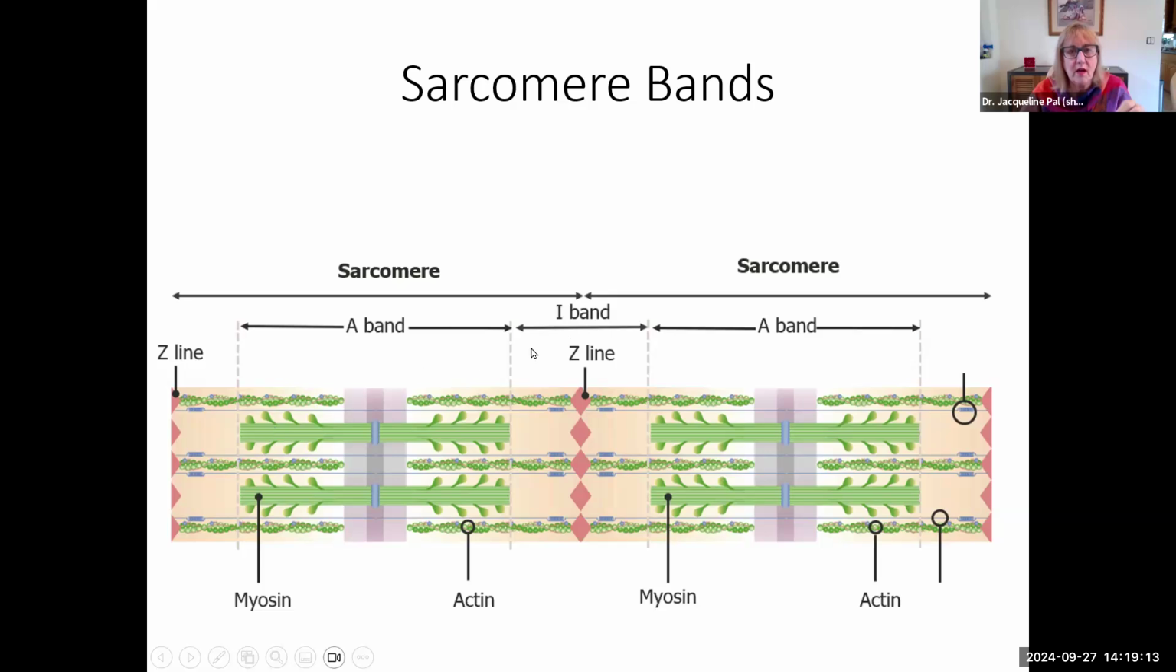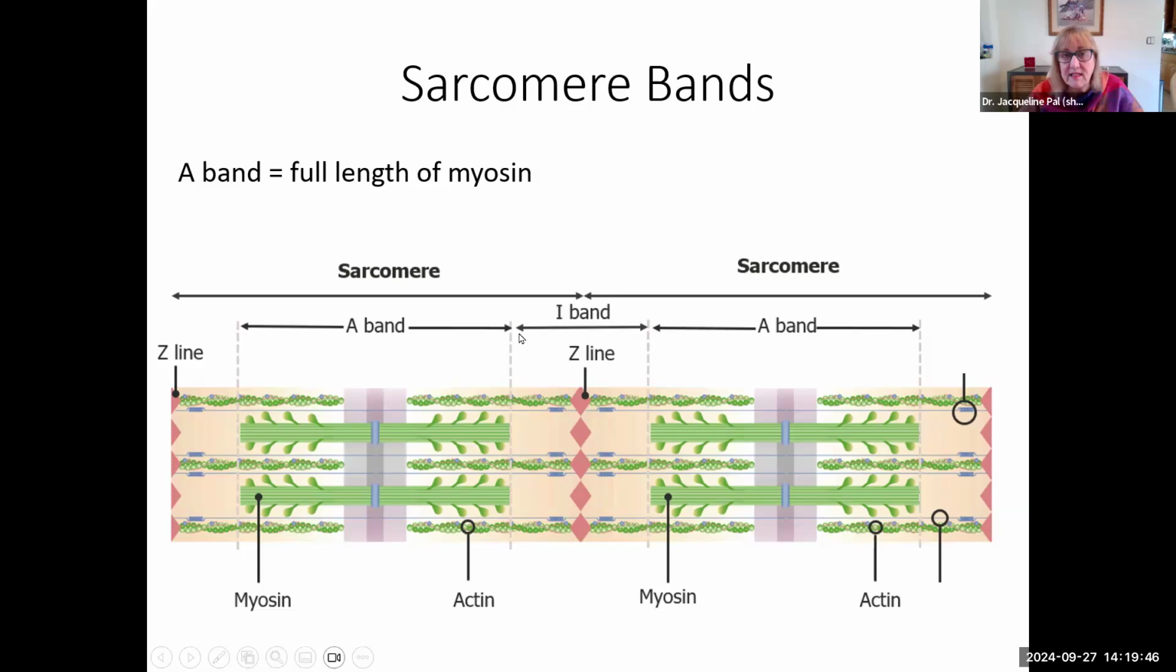And so to tell the A band from the I band. The A band, by definition, is the full length of the myosin. So it goes from one end of the myosin clear over to the other end of the myosin. So if you're drawing a picture, do your dotted lines from one end of the myosin clear over to the other end of the myosin, and that's your A band. And then that will be your other A band.